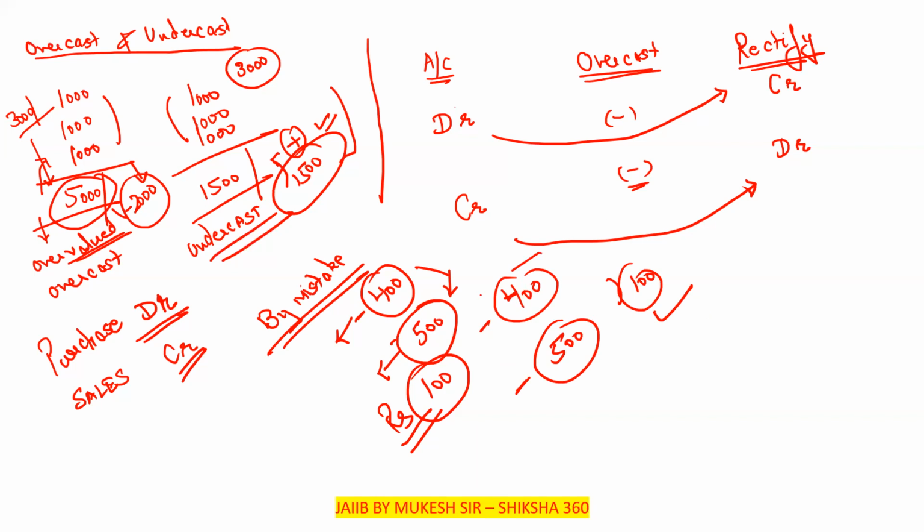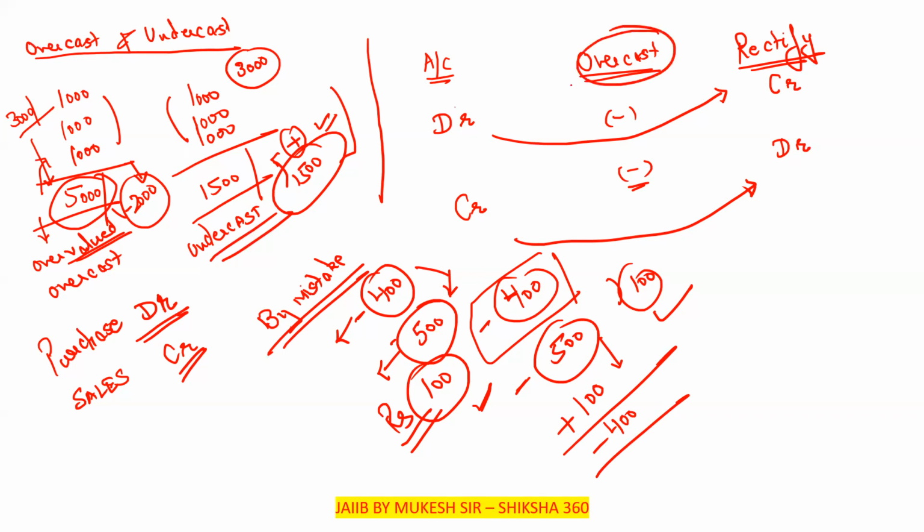This is the correct one, and this is what we have done, which is wrong. So how can we rectify our entry? If we put rupees 100 on the other side, the entry is going to be correct. That is in the case of overcast. In the case of overcast, we rectify the entry by reversing the operation. If the account is of debit nature, we have to do credit. If the account is of credit nature, we have to do debit. You have to remember this one.